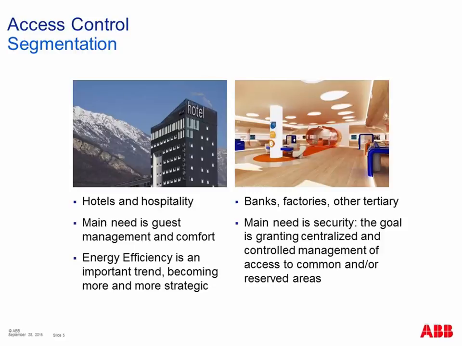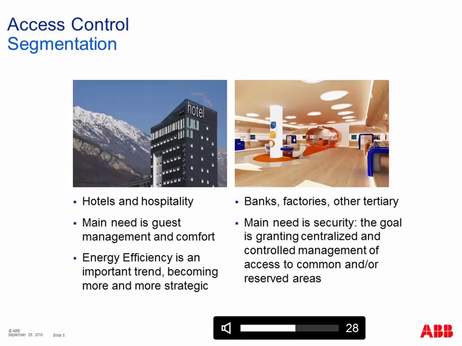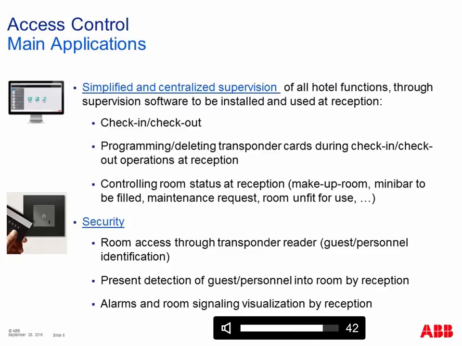The other kind of access control solution we can find on the market is more related to hospitality, so to hotels. And the main need in this case is guest management, comfort, so the possibility to manage access to rooms in a hotel application. Our access control solution from ABB covers this part, so hotels and hospitality, and is not related to professional access control, mainly related to banks, offices, and so on.